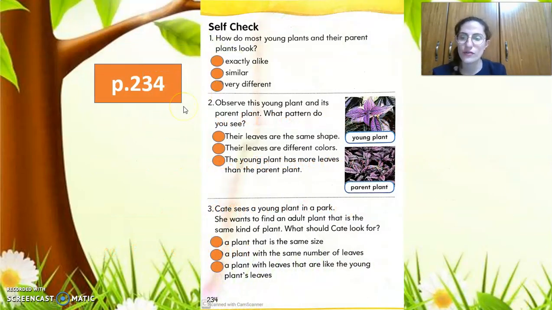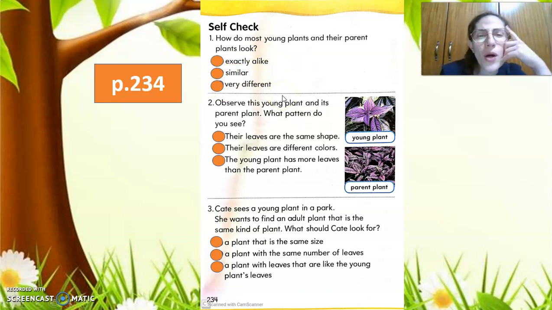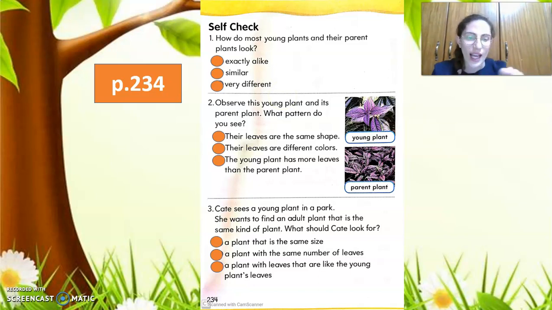Page 234. Self-check. Number 1. How do most young plants and their parent plants look? A. Exactly alike. B. Similar. C. Very different. I'm gonna reread it one more time. How do most young plants and their parent plants look? A. Exactly alike. B. Similar. C. Very different. How do most young plants and their parent plants look? A. Exactly alike. Do they look exactly alike?